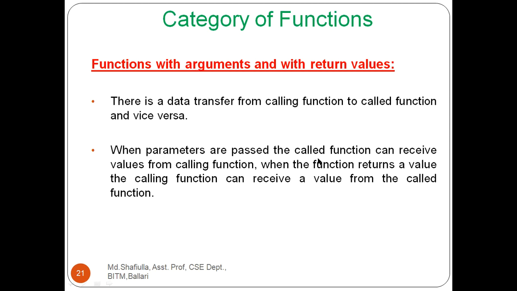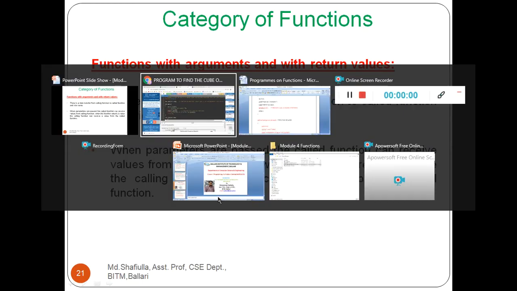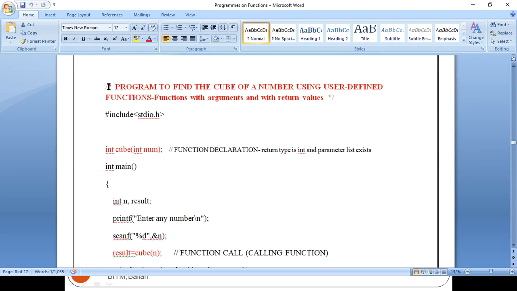When parameters are passed, the called function can receive values from the calling function. When the called function returns a value, the calling function can receive a value from the called function. So let us see this program to find the cube of a number using user defined functions. Functions with arguments and with return values. If I give the number 2, what is 2 cube? 2 2s are 4, 4 2s are 8. I should get the output 8 because 2 cube is 8. If I give 3, it should be 27 because 3 cube is 27.